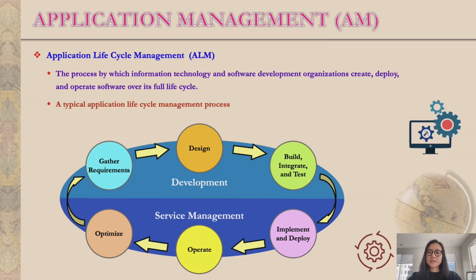The first phase is gathering requirements. IT works with business units to identify the functional and business process requirements for the change or new application. The second phase is design. Based on the requirements, an application development team constructs the preliminary design of the software structure.